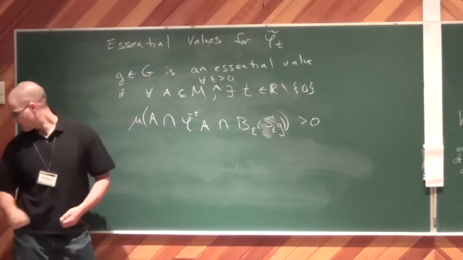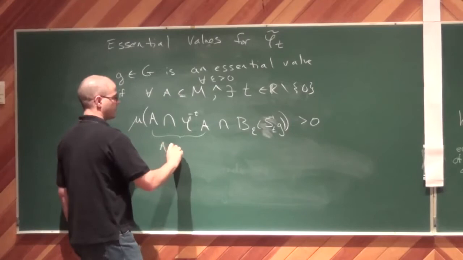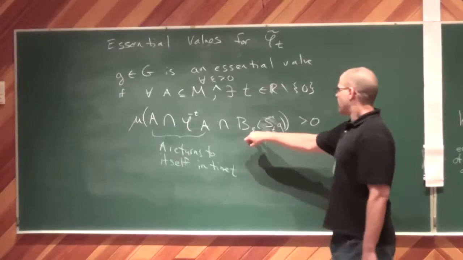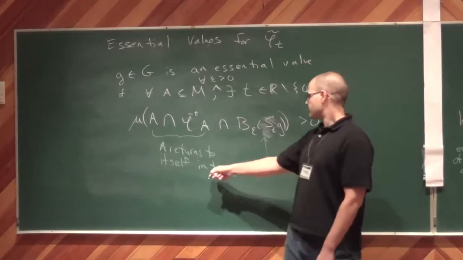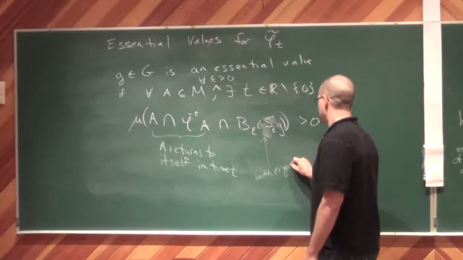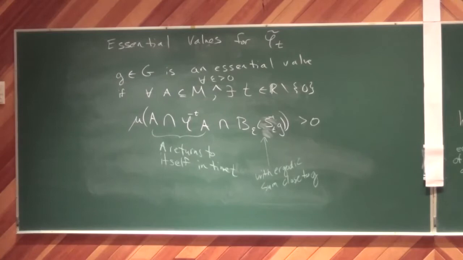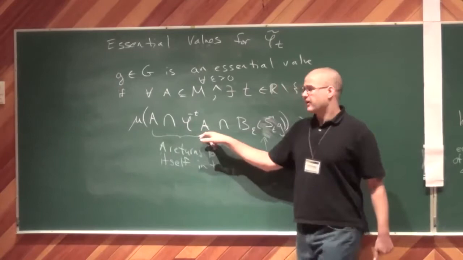Okay. So what do I mean? This just tells me that A returns to itself in time t. And this right here is the ball of radius epsilon of pulling back the ergodic sum through time t. So it doesn't just return to itself in time t, it's with ergodic sum close to g. So no matter where I start, I look at a set on my translation surface, I start flowing it around, and if I wait long enough, I'll eventually come back not just to intersect where I started in positive measure, but within this piece that's come back to itself, there's a sub-piece where the ergodic sums are very, very close to this g.